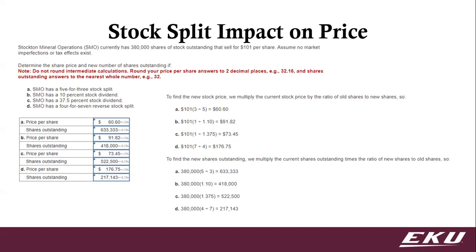And then a 10% stock dividend, right? We did a dividend like that before. And then a 37.5% stock dividend. And then a 4-for-7, right? Which is, again, kind of unusual. But it's just to get you familiar with the calculations itself, right? And so you can see the calculation there. It's the same formula we used in the last problem. And you can calculate both what the new share price is and then how many shares would be outstanding. Originally, it was 380,000, but it changes depending on the splits or dividends.